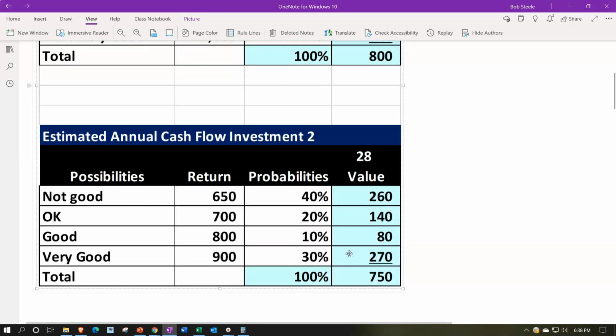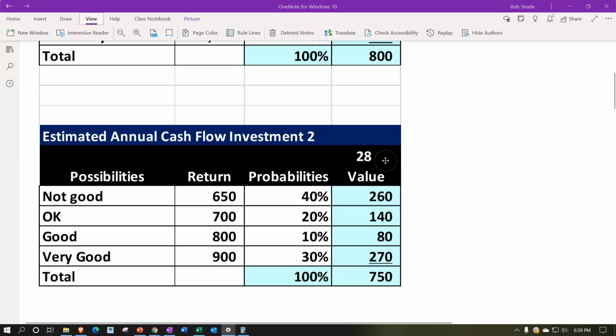Option number 2 for the cash flows or our investments. This time we notice we have a different number of categories. We have 4 categories. The number of categories for our investments does not have to line up. They don't have to be the same. We're trying to think about the number of categories that would make the most sense for us to break down our data in a way that we think is most applicable for that particular investment so that we can then get to the expected value.